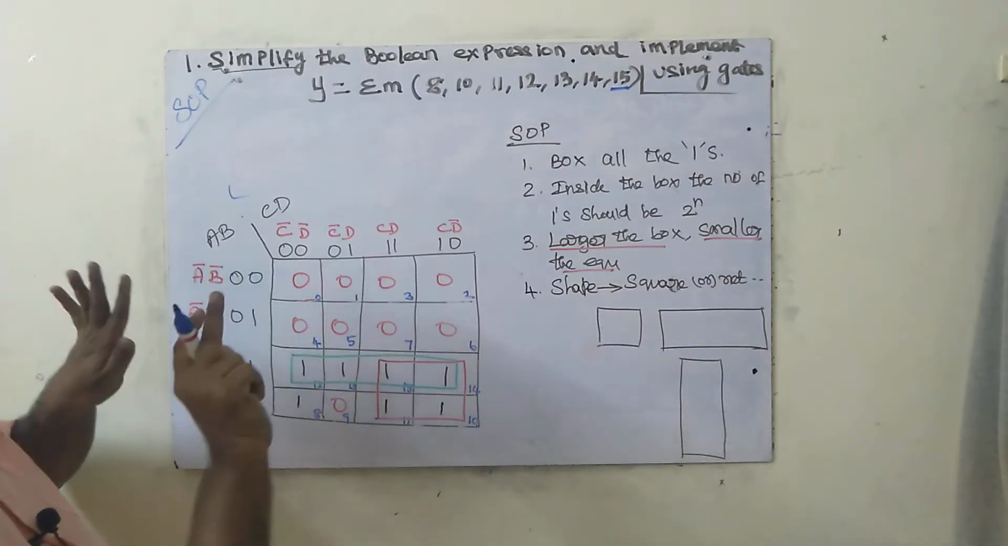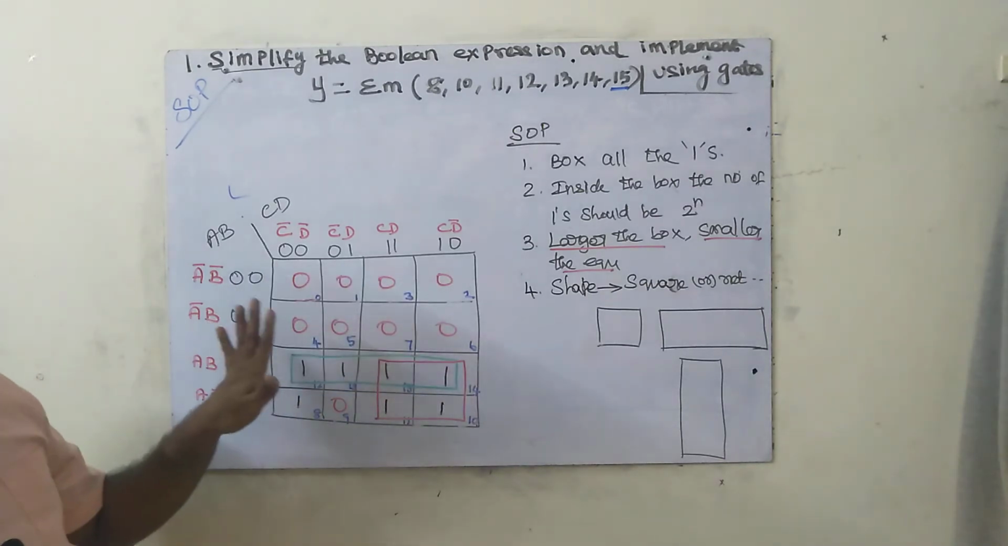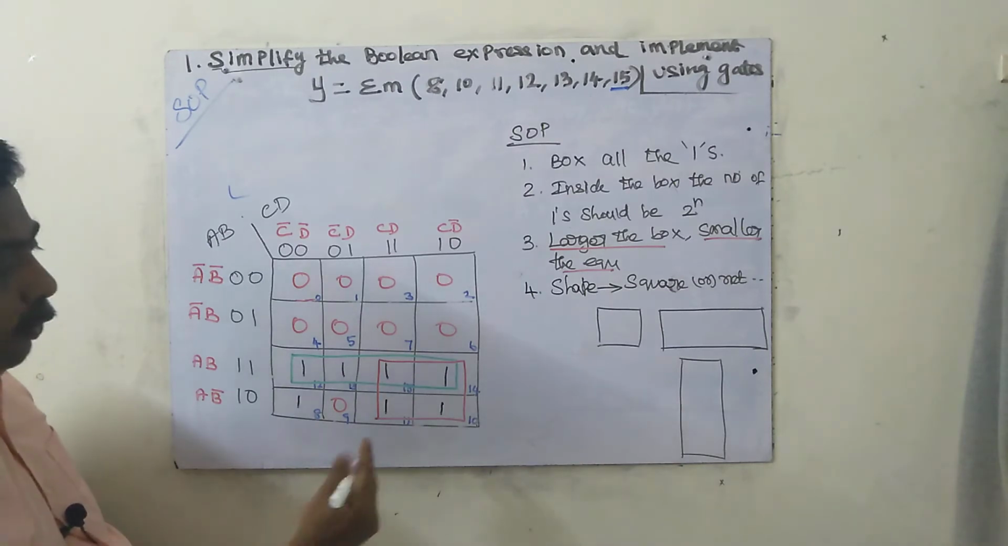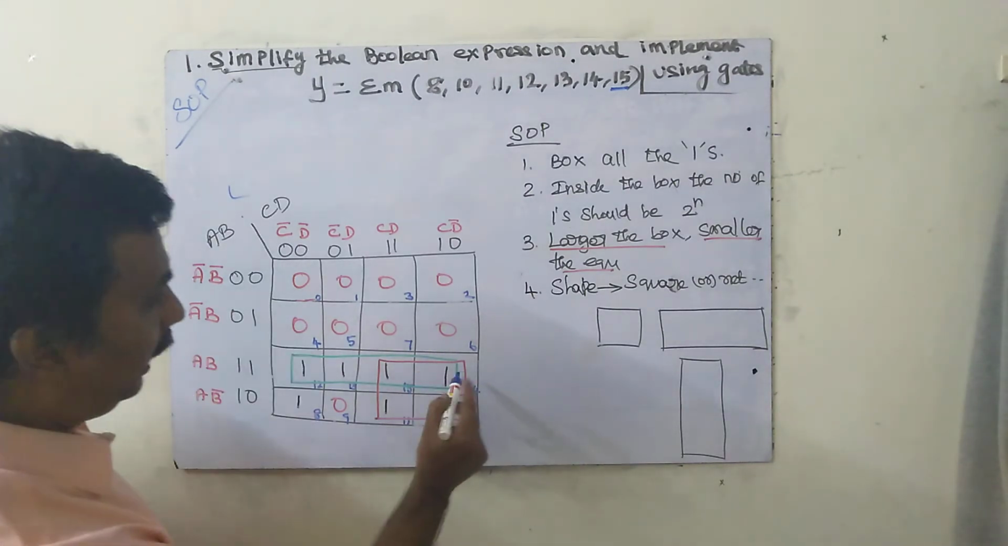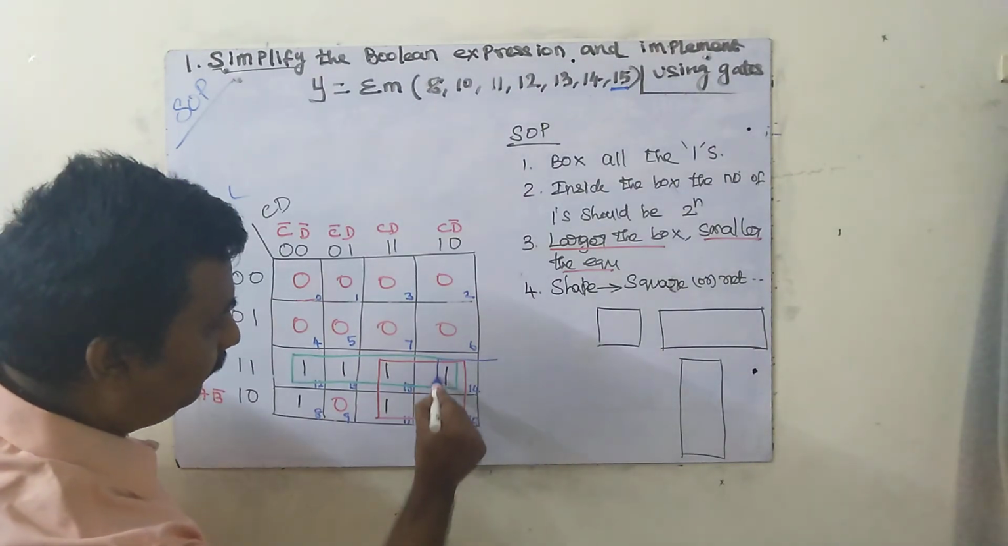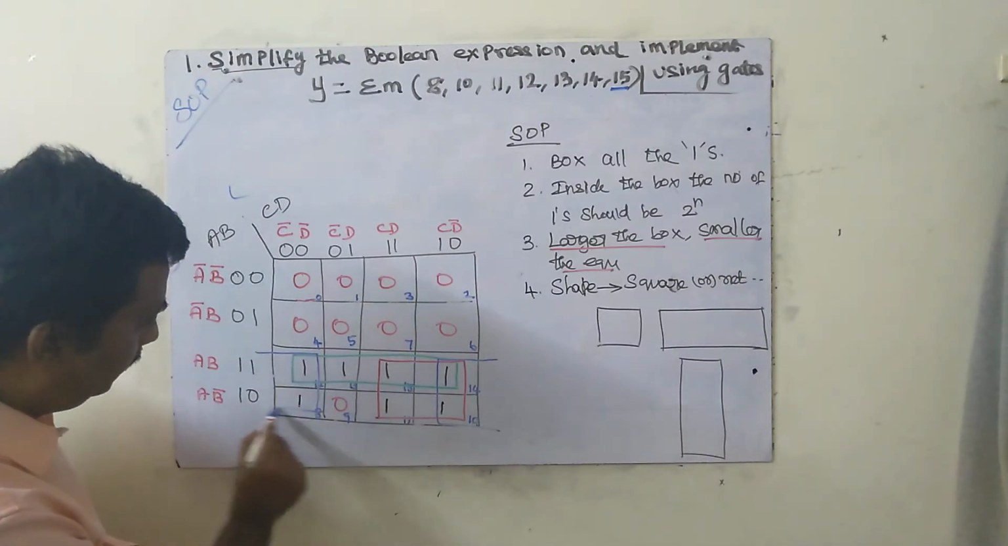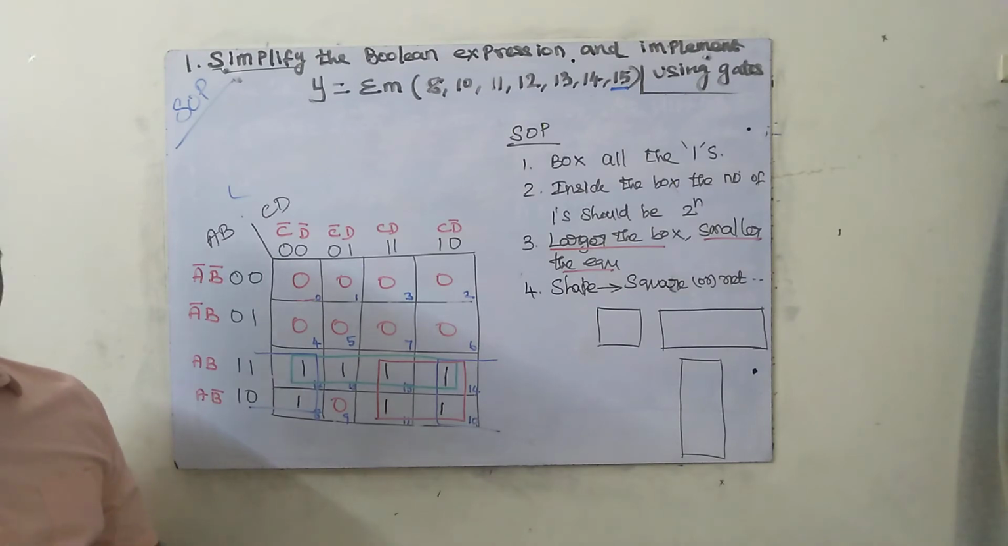Actually, it is like this. It is in three dimension. We have to imagine this and this are touching each other. So I can box like this. Instead of boxing only this one, I am boxing like this. Then only I will get the simplified equation.